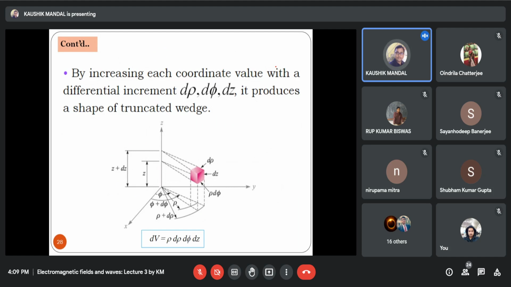Now once again, we have to consider the increment in the coordinate values. So you will consider this type of cylindrical box, a part of the cylindrical box. Increment along z: if you consider increment along z, that is from z to z plus dz. This is the incremental part.